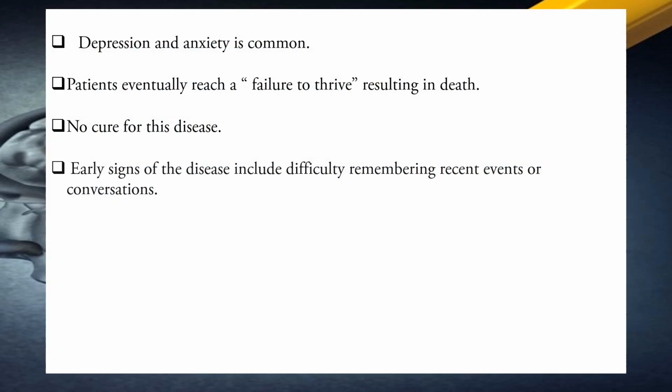Depression and anxiety are the most common symptoms of Alzheimer's disease, and patients eventually reach a failure to thrive, which results in death. Failure to thrive is when children are below ideal weight and the child is undernourished and unable to receive and process enough calories.